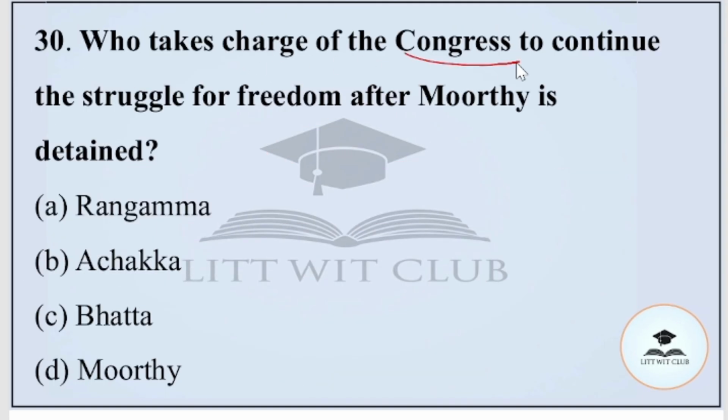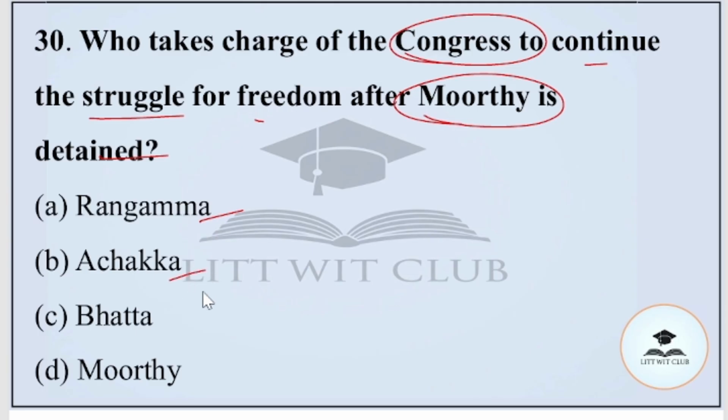Okay, question number 30. Who takes charge of the Congress to continue the struggle for freedom after Murthy is detained? Options are Rangamma, Achakka, Bhatta, or Murthy. And the correct option is option number E, Rangamma.